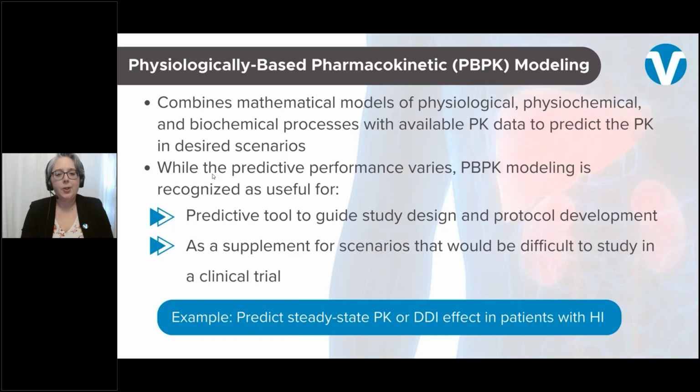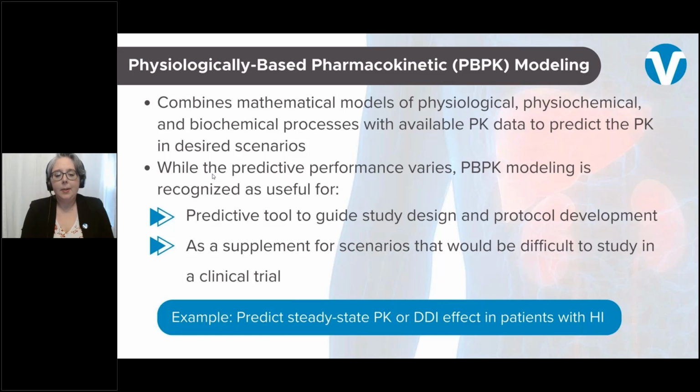The other new approach that's rapidly evolving is physiologically-based pharmacokinetic modeling, or PBPK modeling. This combines mathematical models of physiological, physiochemical, and biochemical processes with available PK data from whatever you have from phase 1 studies or even non-clinical studies to predict the PK in desired scenarios. So this can take into consideration all the physiological changes that are associated with renal and hepatic impairment and the impact on a drug's PK. So you're essentially building a virtual patient.